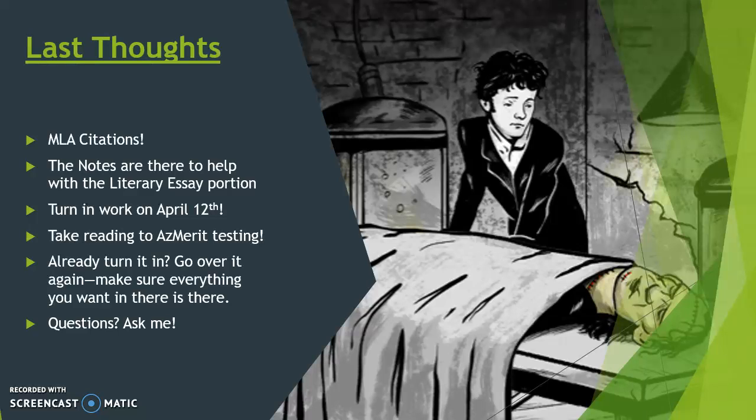Take the reading to AZ Merit testing. If you have not finished the novel, make sure you finish it. And AZ Merit, after you're done testing, is a great place to do that. If you already turned it in, go over it again. Make sure everything you want in there is there. Some of you did it really quickly because you just wanted to get it done. Now that I went over this in detail, I want you to really think about, did I put everything I wanted in there? I have not graded them yet. I will be grading them next week once they're turned in, so you do have that extra time.